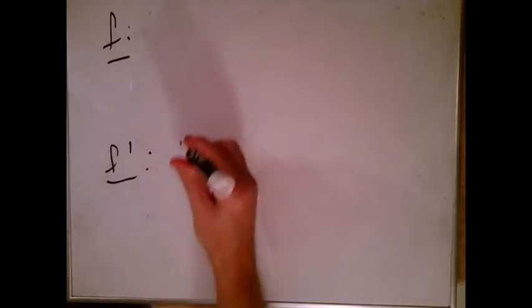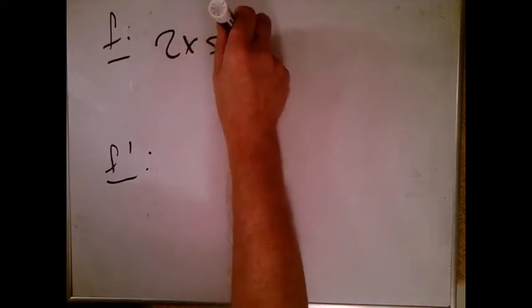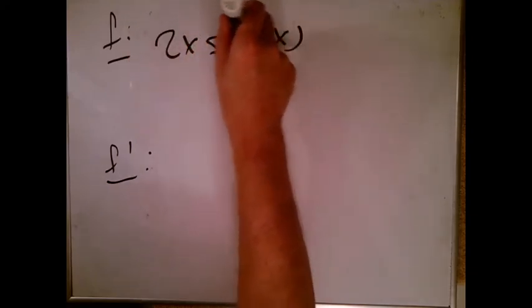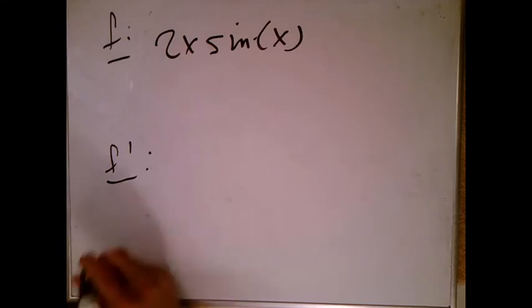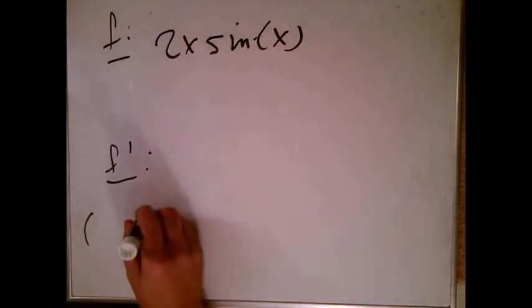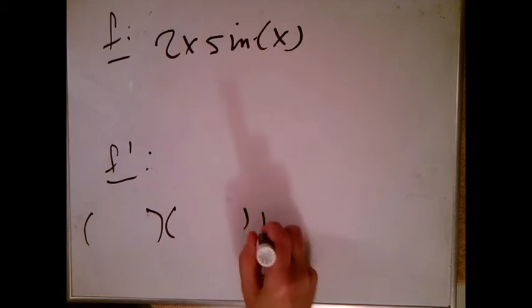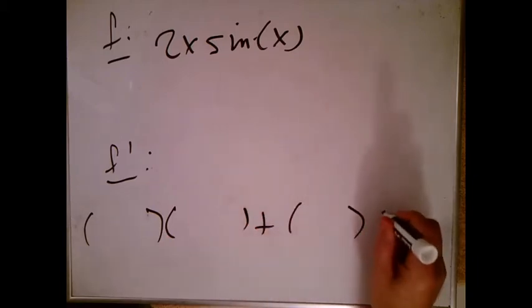What's the next thing on our list? 2x sine x. This is a lot like the one we just did. Stop the video, try to take the derivative, and we'll compare answers. Welcome back. This is a product rule, so it's going to be the derivative of the first times the second, plus the derivative of the second times the first.